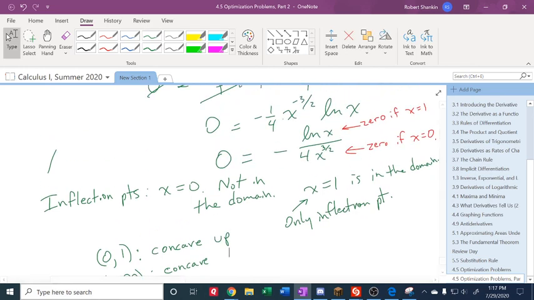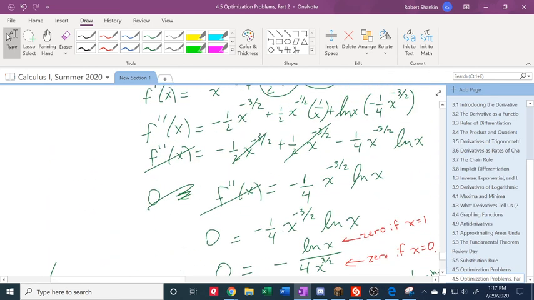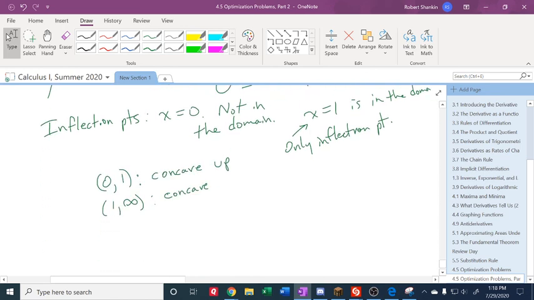If I put a number bigger than 1 into this for the f prime prime, like a million, ln of a million is positive, this is all positive, but the whole thing is negative. So since it's negative, it's concave down. And that's my total answer.